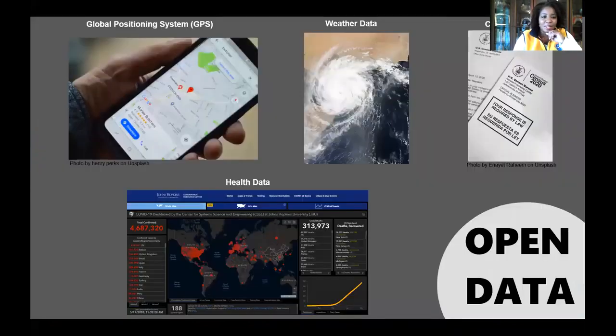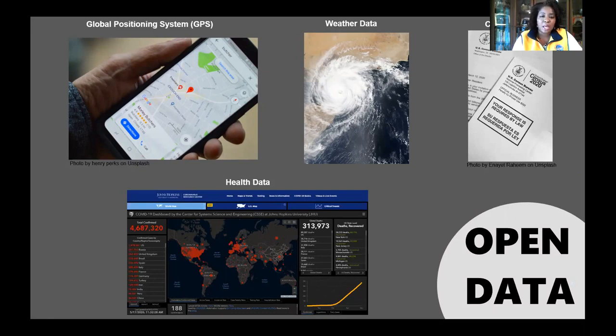So let's see if I can get my slides to change. Here are some of the more common examples that you may or may not be aware of, open data coming into your daily life. I don't know about you, but I've been known to use a map app for directions and navigation. And back when I used to go places, the before times, I would check the weather forecast, which is open weather data that someone's putting to use in your weather app.